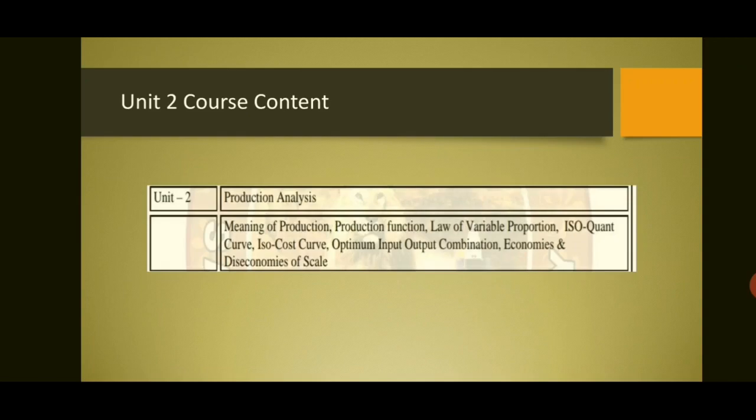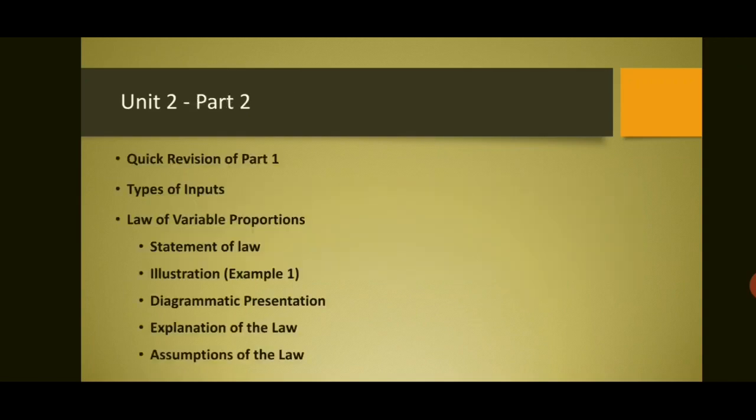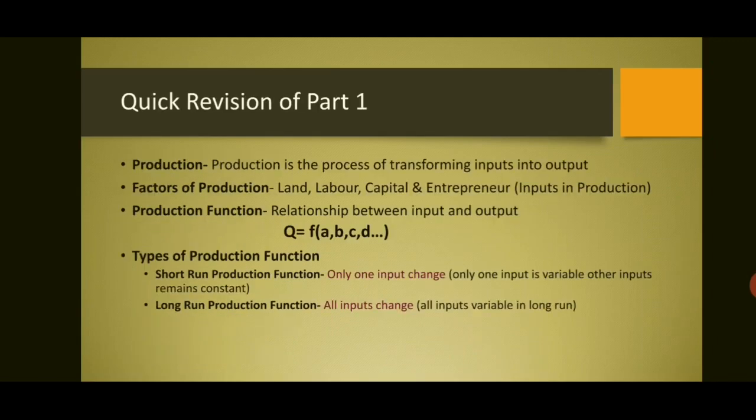Okay, so in this part we are going to start with a quick revision of part 1. Then we will study types of inputs, then law of variable proportions. In that we will be studying statement of law, illustration, diagrammatic presentation, explanation of the law and assumptions of the law. So we will do a quick revision of part 1.